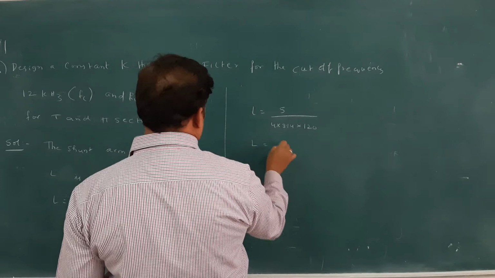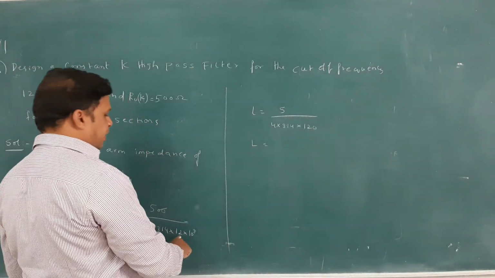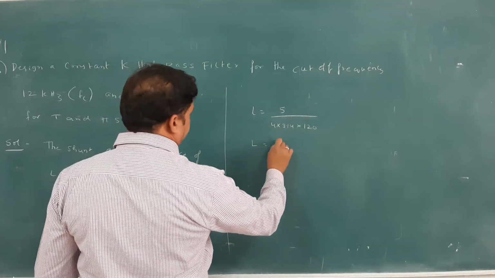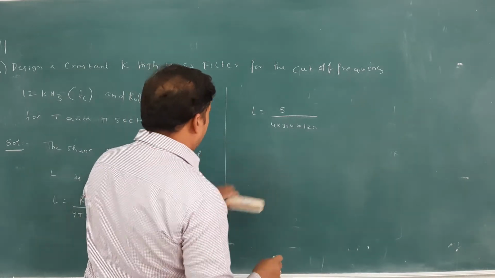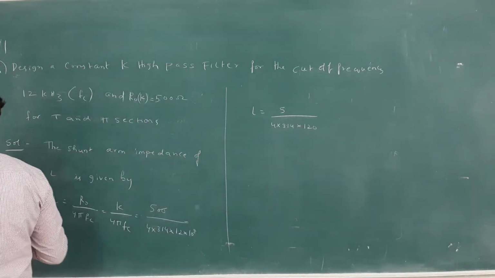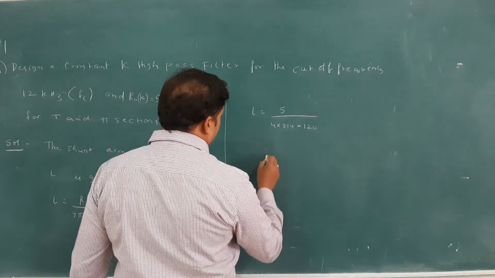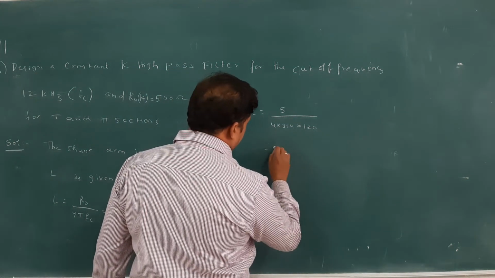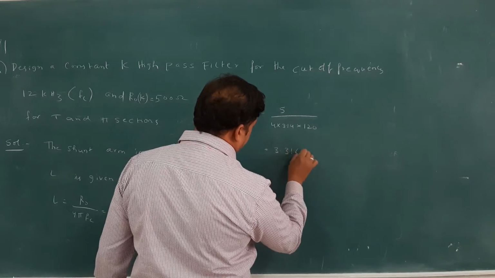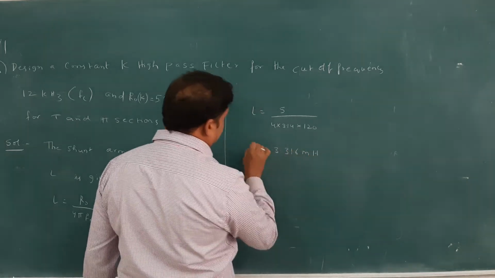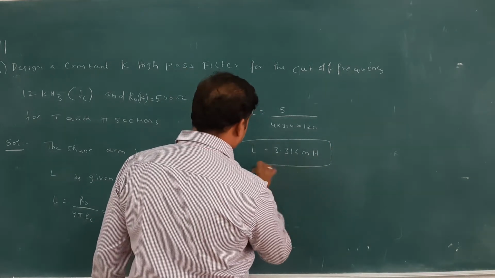Now we have to do this calculation. 12 into it is 120. 5 by 4.314 into 120. What is the value you will get here is 3.316 millihenry. That is equals to, if you calculate it, it is 3.316 millihenry. L is equals to 3.316 millihenry.